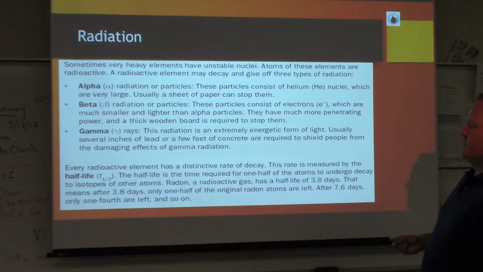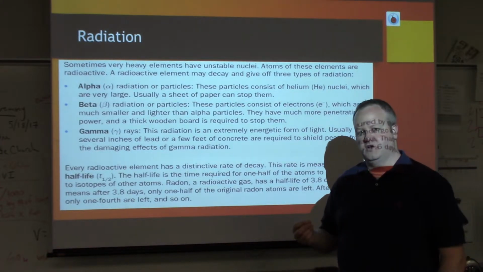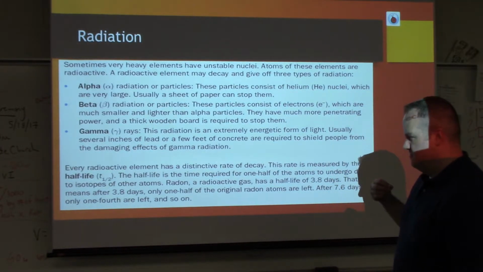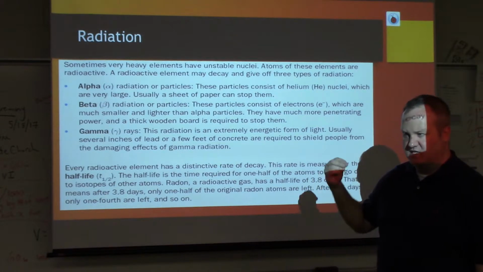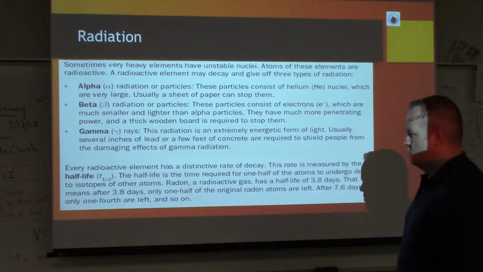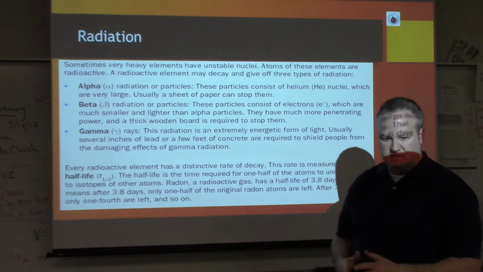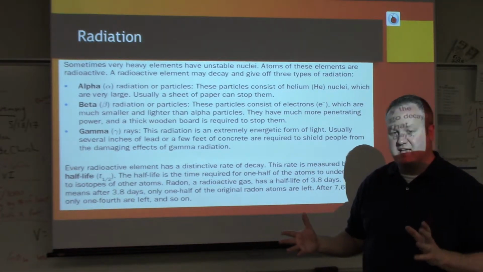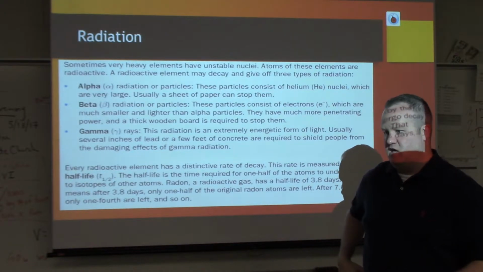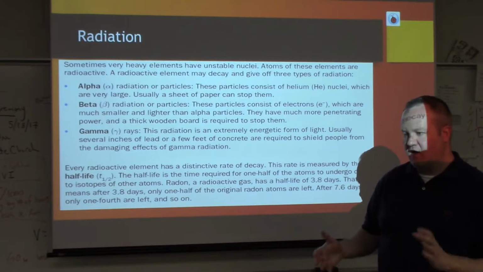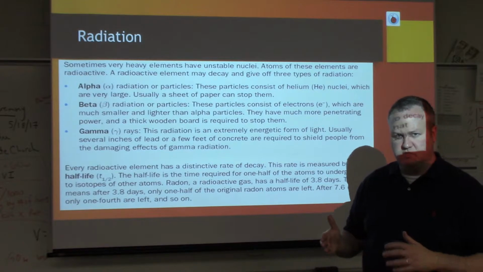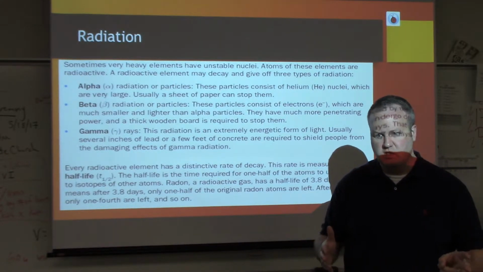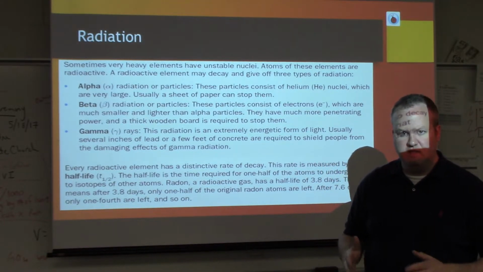So every half-life is going to result in half of the material being taken away to where it's no longer radioactive. So let's say you have 10 kilograms of a radioactive substance, and it has a half-life of 1 day. After 1 day, only 5 kilograms is still radioactive. After 2 days, only 2.5, and so forth.